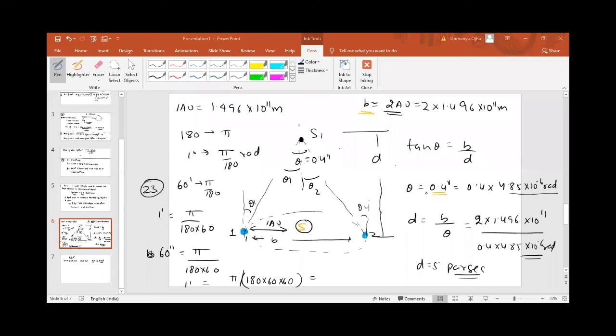Now some more term is there like seconds. I think I told you that 180 degrees equal to pi radians. So 1 degree will be equal to pi by 180 radians. 1 degree equal to 60 minutes. So from here we get the value of 1 minute. Then 1 minute equal to 60 seconds. So 1 second would be equal to this much radian, that is pi by 180 into 60 into 60.